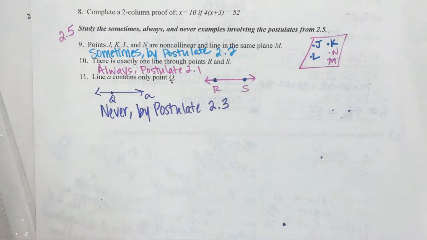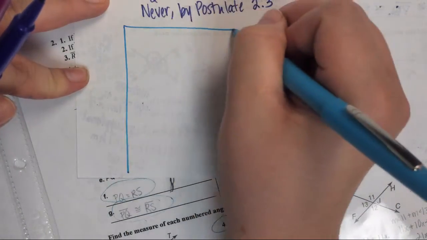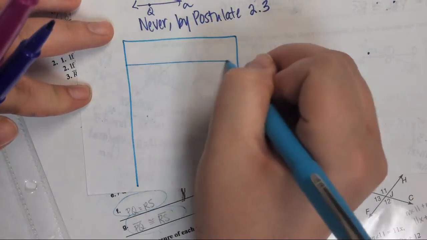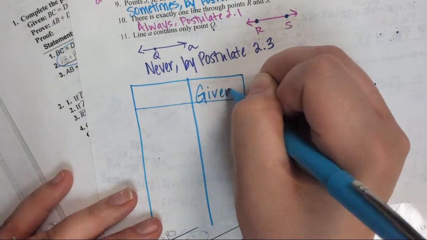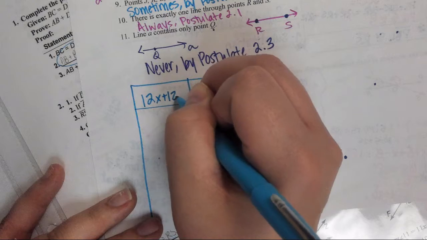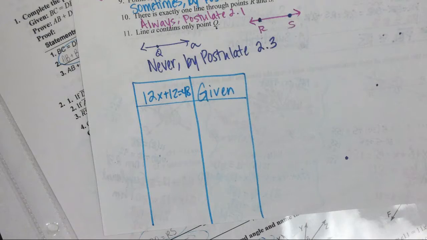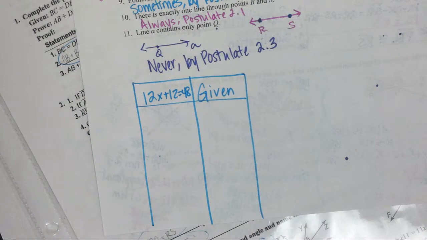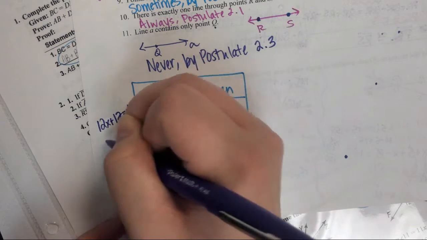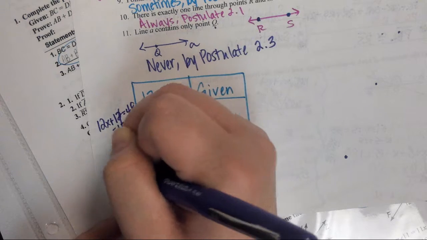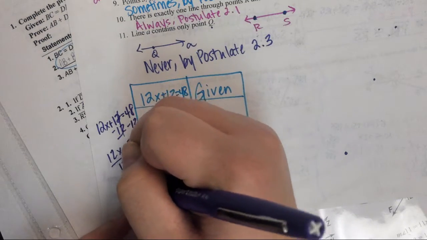Okay, back to our algebraic proof. Number 7 says we need a 2-column proof. We're given 12x plus 12 equals 48. Now over here on the side, I go ahead and work it out. 12x plus 12 equals 48. Subtract 12. 12x equals 36. Divide by 12. x equals 3. Woohoo.